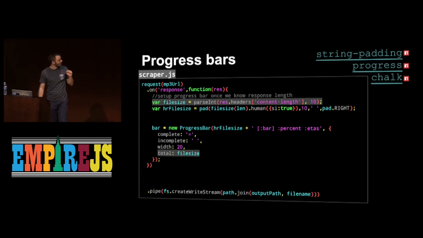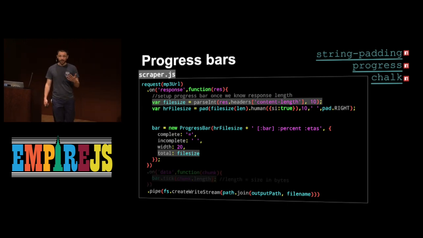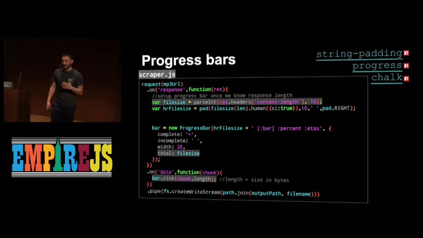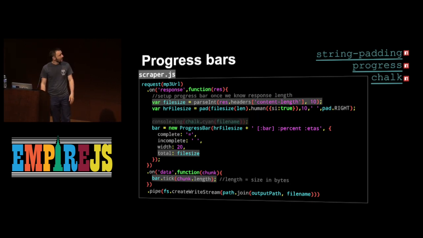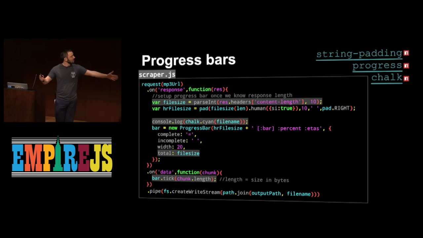And this all looks good, but of course we need to increment the bar, and we're going to listen to another event for that, and that's the data event. So each time a new chunk of data comes down the stream, out of this readable stream, we take its length, which is its size, and add that onto the bar. So it's 100 kilobytes, and our bar builds up. And finally, we're going to use chalk because we like colors, to output the title in blue beforehand.